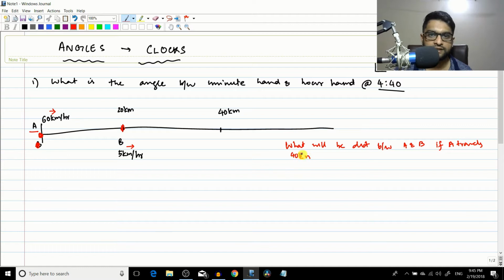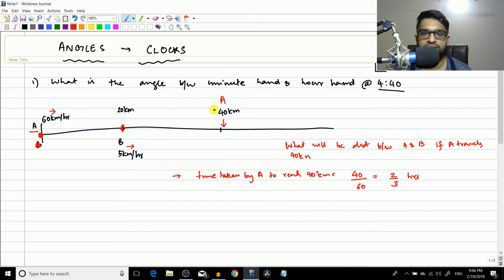So A has reached the 40 kilometer mark here. What will be the distance between A and B now? The concept is very simple here. The time taken by A to reach 40 kilometers will be distance divided by speed, right? So 40 divided by 60. 40 kilometers is the distance and 60 km per hour is the speed, so it will be 2 by 3 hours. In 2 by 3 hours, A will reach 40 kilometers.